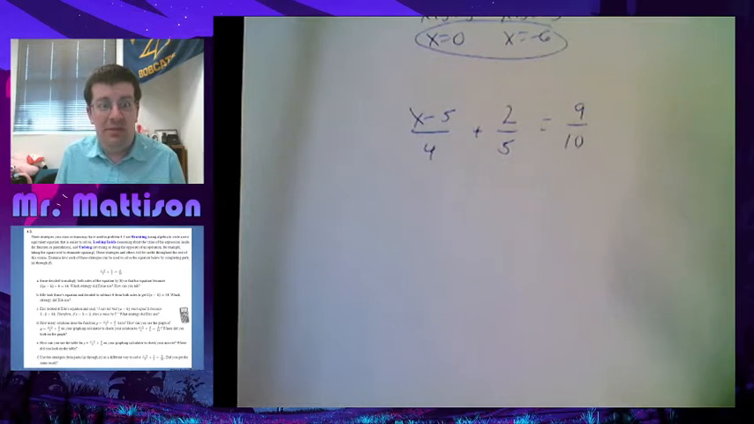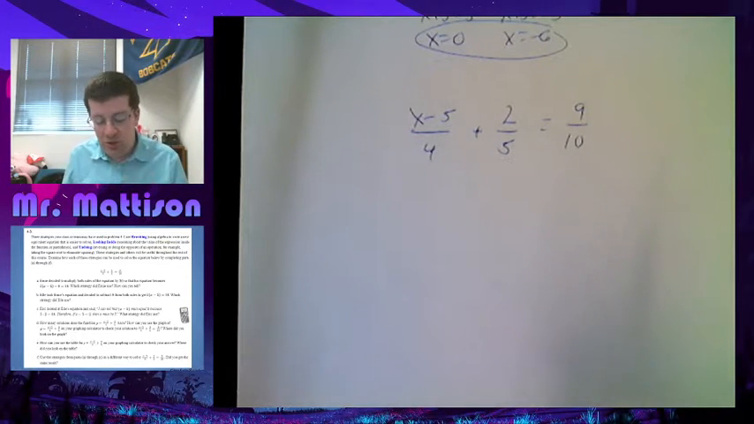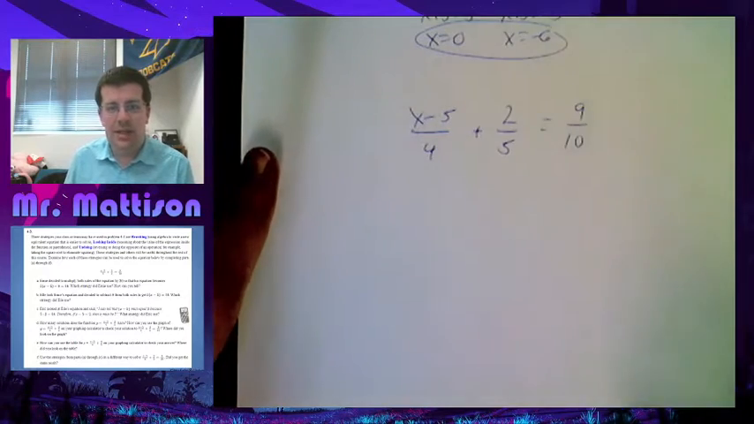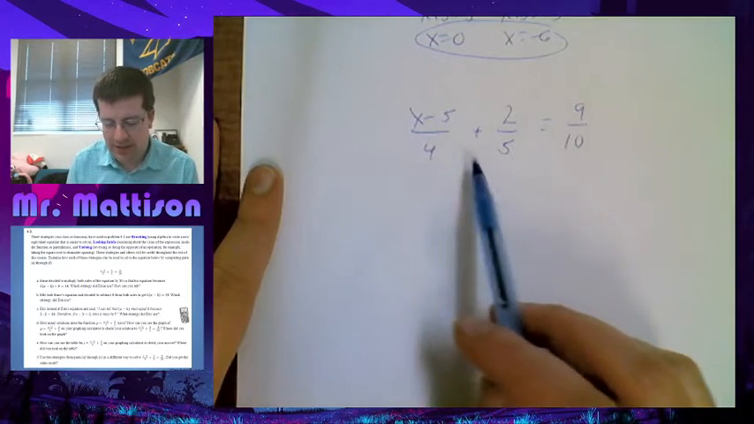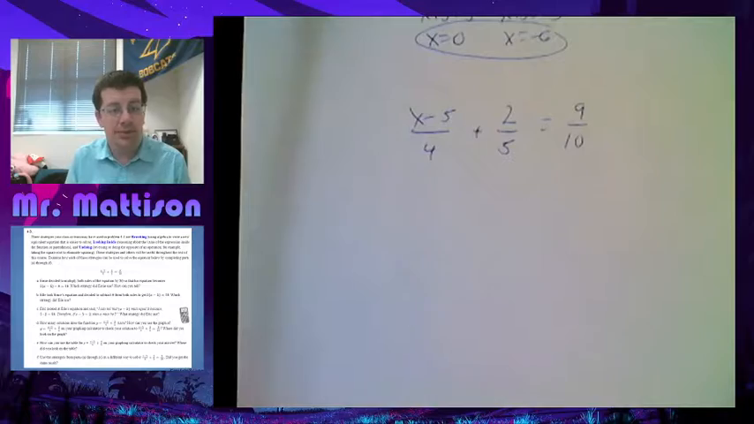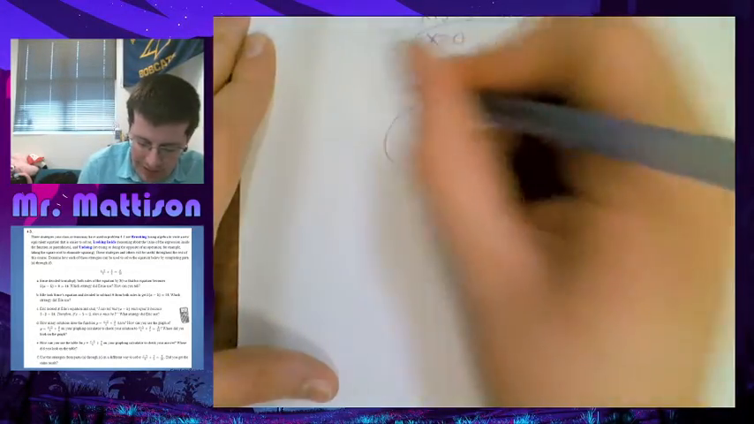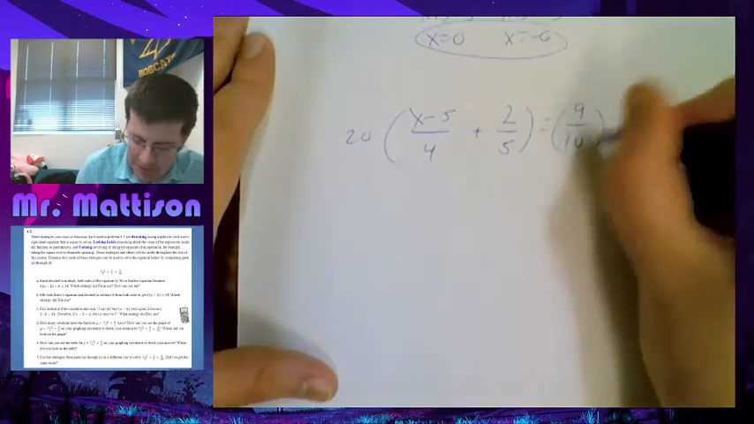Okay, so looking here, this is ugly because there's all these fractions in it, and I really don't like working with fractions. So one thing that we can do is we can say, well, let's find the common denominator. What's our least common denominator of 4, 5, and 10? Well, it's going to be 20, right? So I'm going to multiply everything by 20 on both sides.